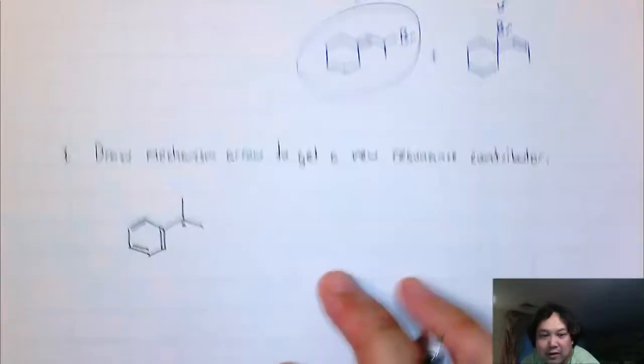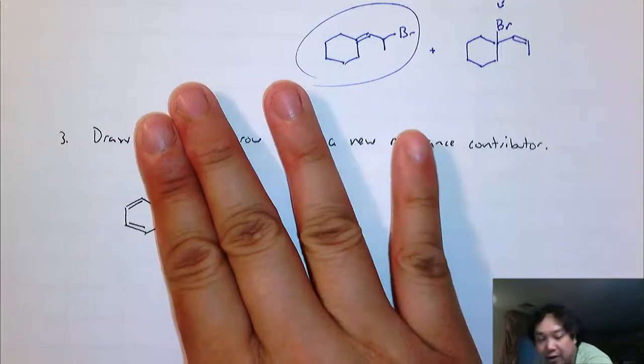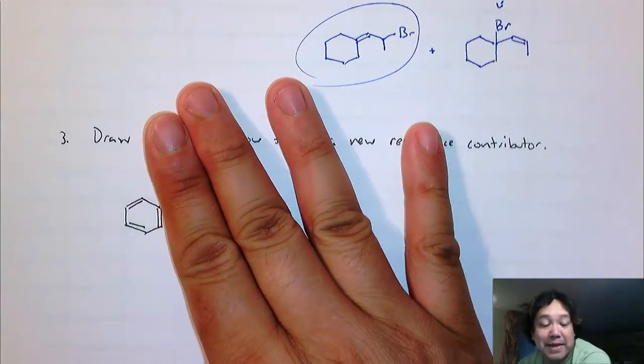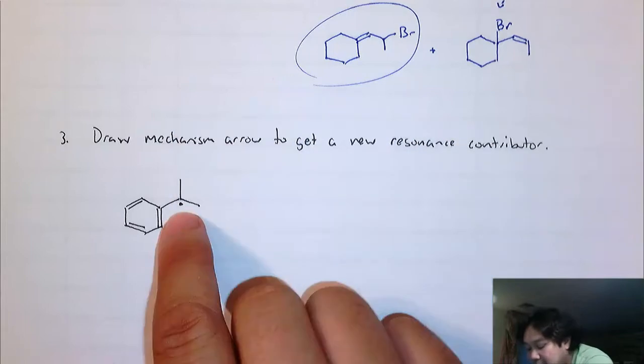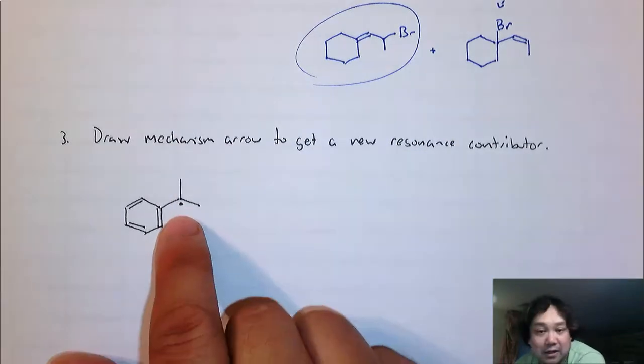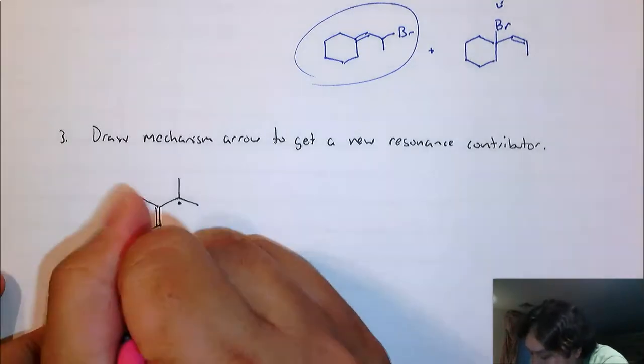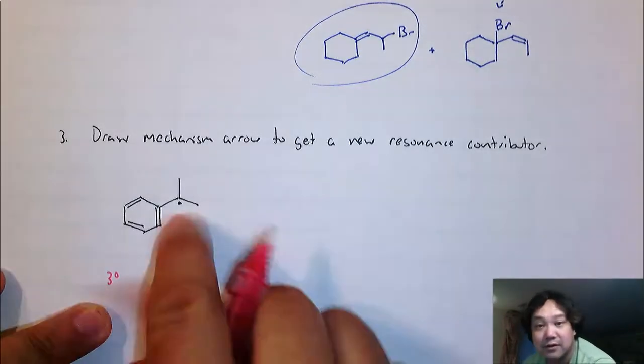A ring that looks like this, a 6-membered ring with 3 double bonds. That's called benzene. And if you have a carbon off of that ring, that's called a benzylic carbon. So this is a benzylic radical. Technically, it's a tertiary, right? Tertiary benzylic radical.